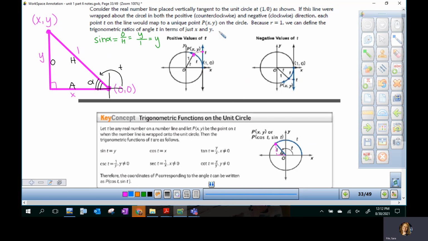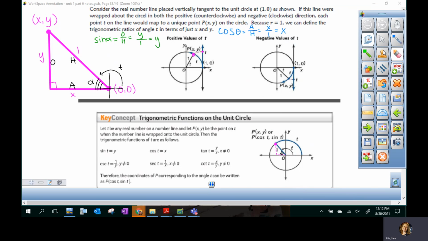What about cosine? What's the ratio for cosine? Which is x over 1. And we said anything divided by 1 is itself. So cosine of the angle here is x. And I accidentally used theta again. I said I was going to keep using alpha. Sorry.